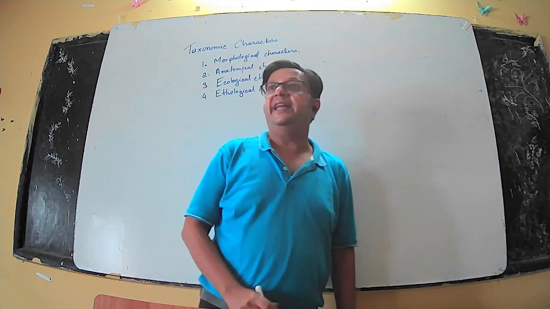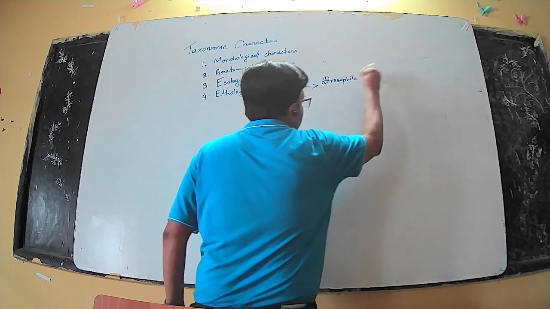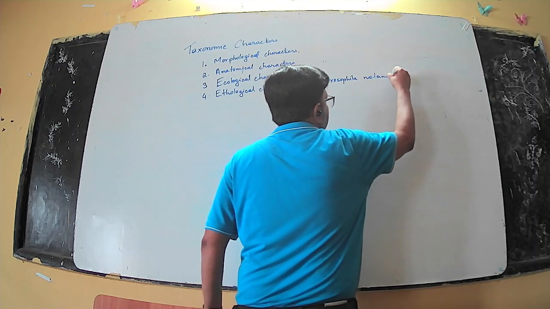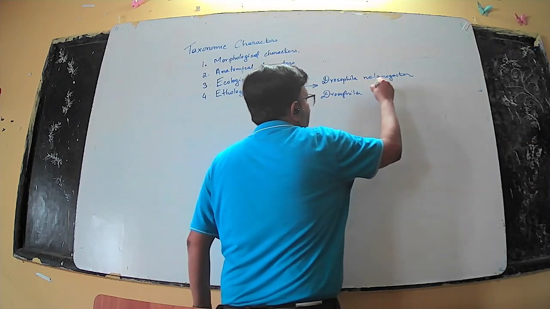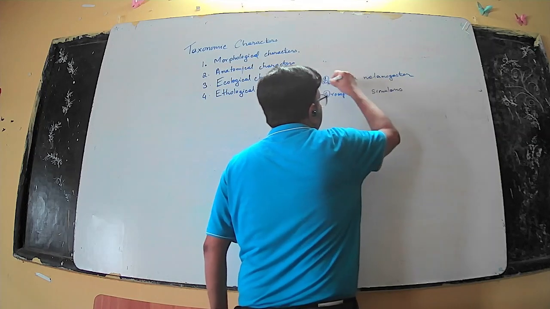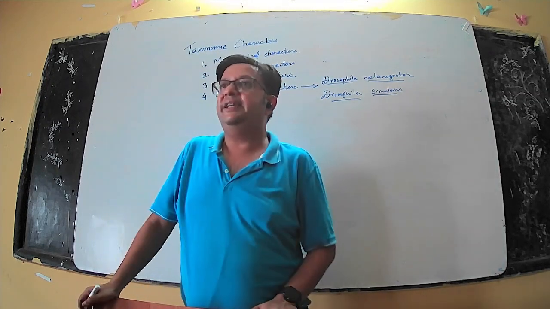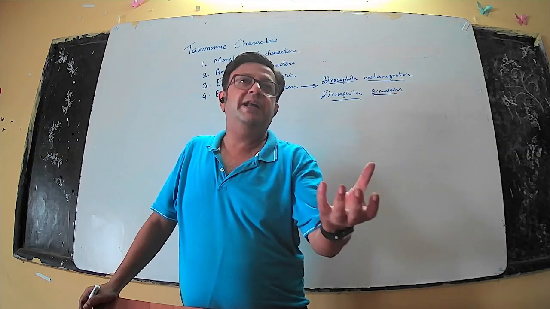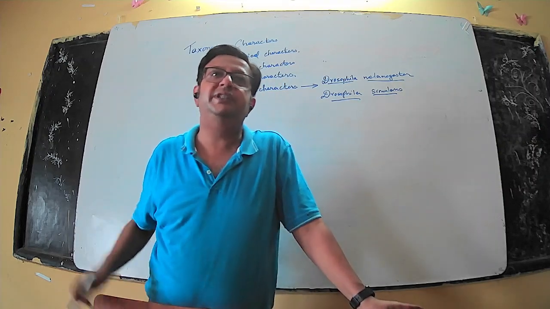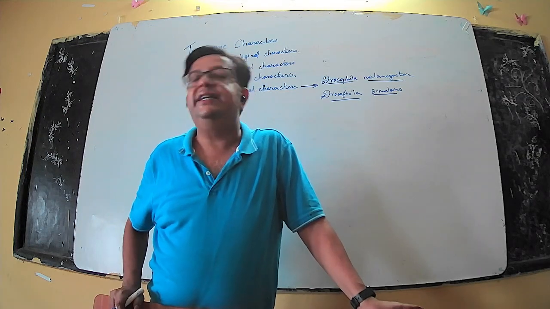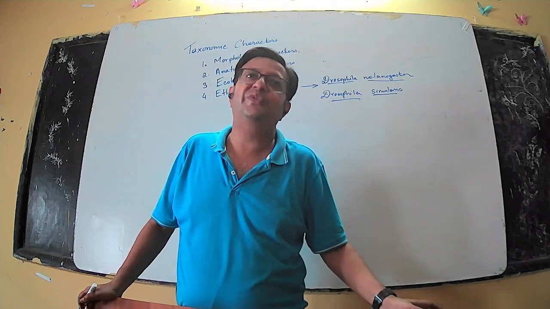Ethological characters are behavioral characters. I will give you a special example about Drosophila melanogaster and Drosophila simulans. They are two different species of Drosophila. Drosophila is the common fruit fly. Whenever you keep a banana or an apple, you will see small flies coming and sitting. Within a minute or two you will see a fly with two red eyes, and that is Drosophila. All modern science is based on work done on Drosophila.